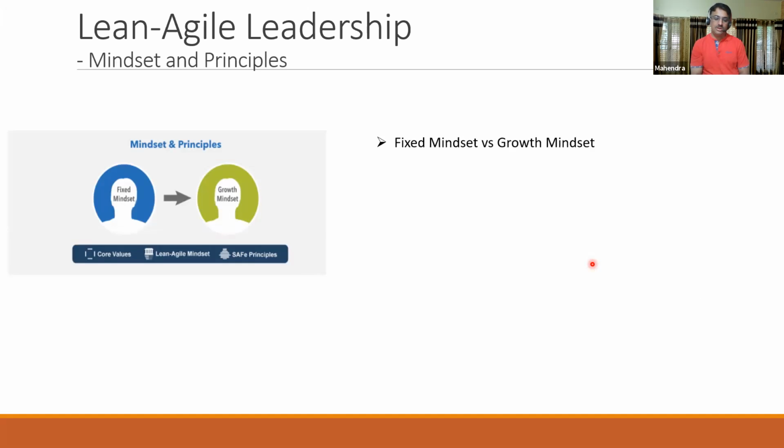The second dimension is on the mindset and the principles. There's something called a fixed mindset and a growth mindset. I won't get into the details of that, for want of time, of course. And the SAFe core values. SAFe is built on these 4 core values: built-in quality, alignment, transparency, and program execution. We'll talk about it in the session that is coming up next in a bit more detail.